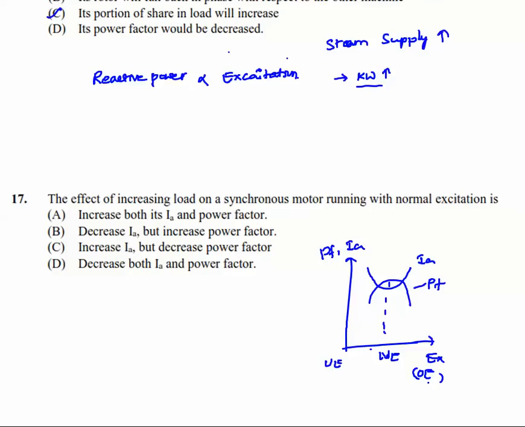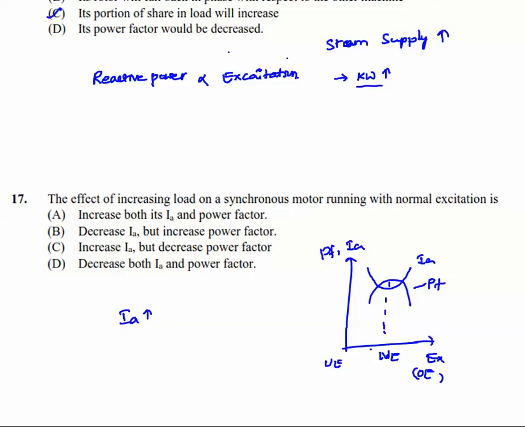Okay, what is happening here? If there is an effect of increasing load, that means simply we are increasing the armature current load on the synchronous motor while running with normal excitation. So normal excitation is somewhere here.